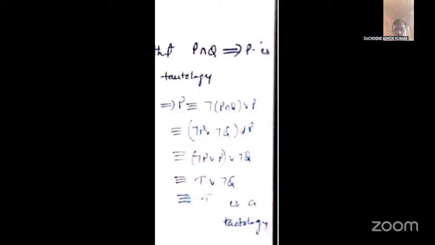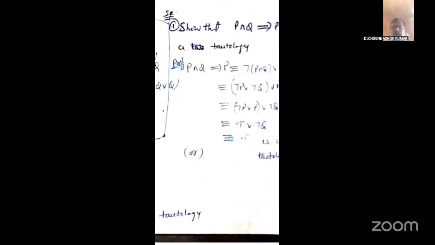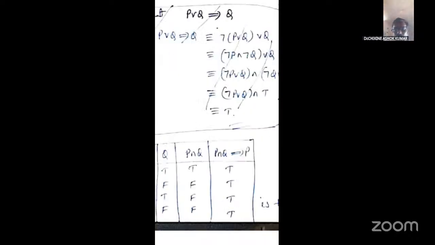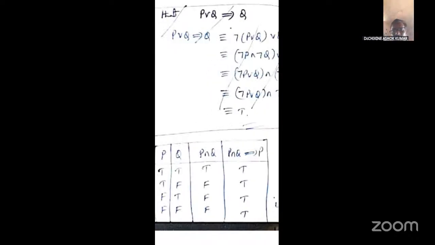Union of negation Q. Okay. What is the true function with any proposition? Answer is always true. So finally I got that it is a tautology. This same result I can show by truth tables.